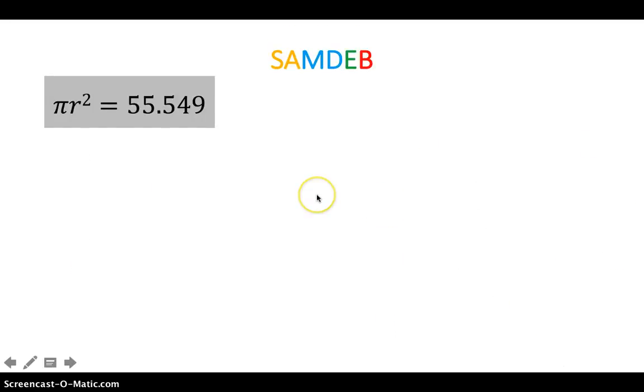So this is pi r squared is equal to 55.549. So we need to get r by itself because r is the only unknown in this equation. So that means we need to get rid of the square and we need to get rid of the pi. So you do those one at a time. First, what we're going to do is divide by pi because we are doing SAMDEB. So that means that we undo the multiplication before we undo the exponents. See, multiplication comes before exponents.